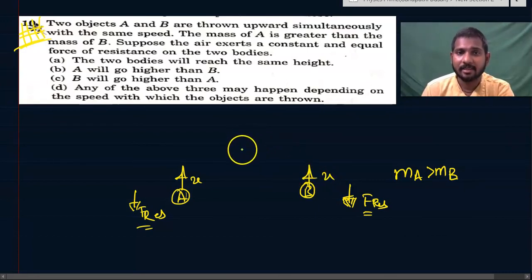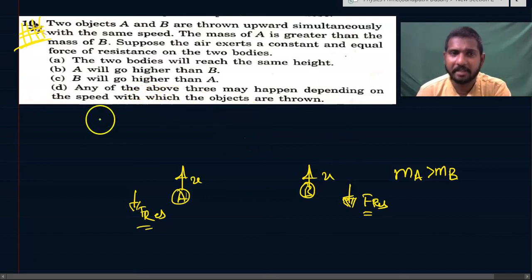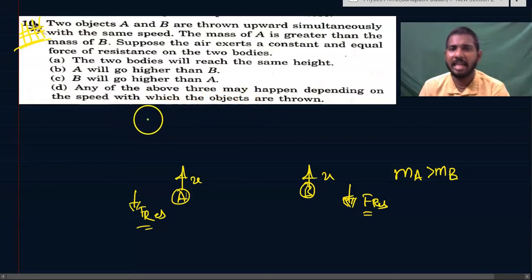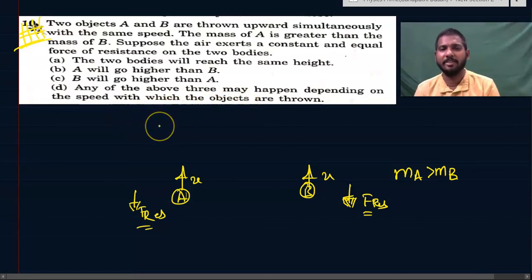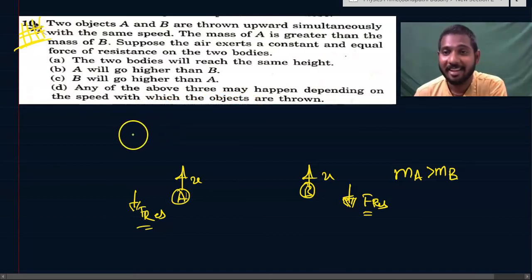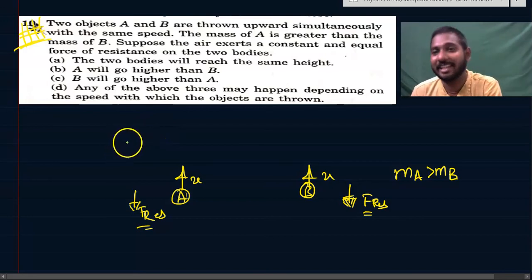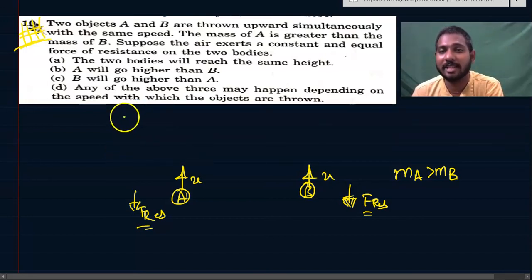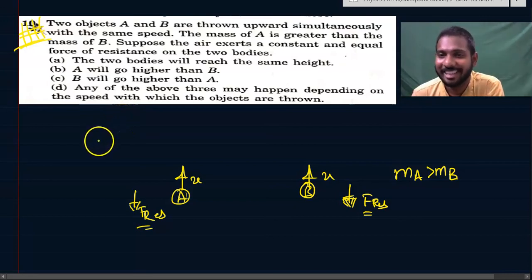The question is asked: the two bodies will reach the same height, A will go higher than B, B will go higher than A, or any of the three may happen depending on the speed with which the objects are thrown. So sometimes when we don't know concepts, we don't think clearly. The answer may be any of the above three depending on the speed with which the objects are thrown? Not actually.